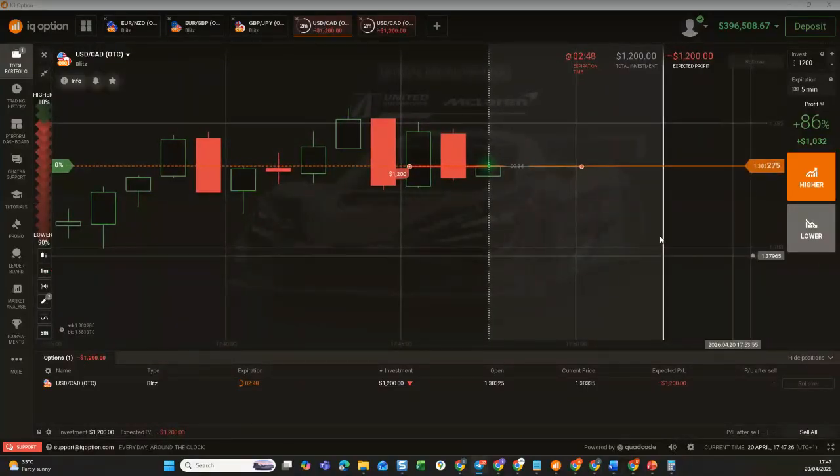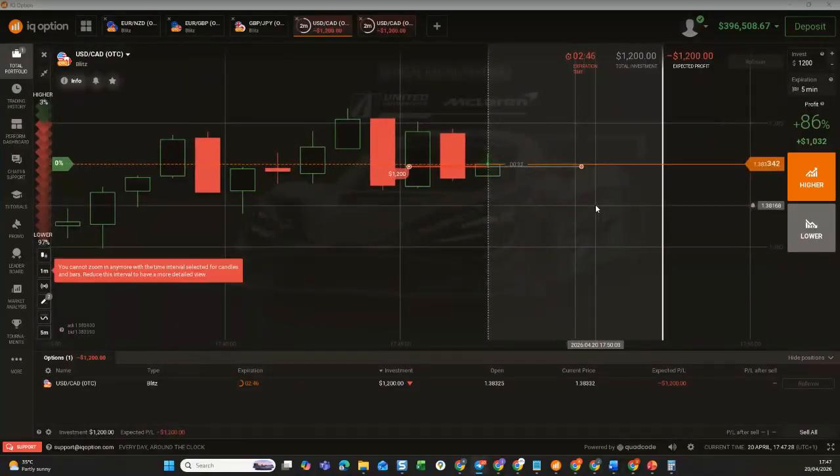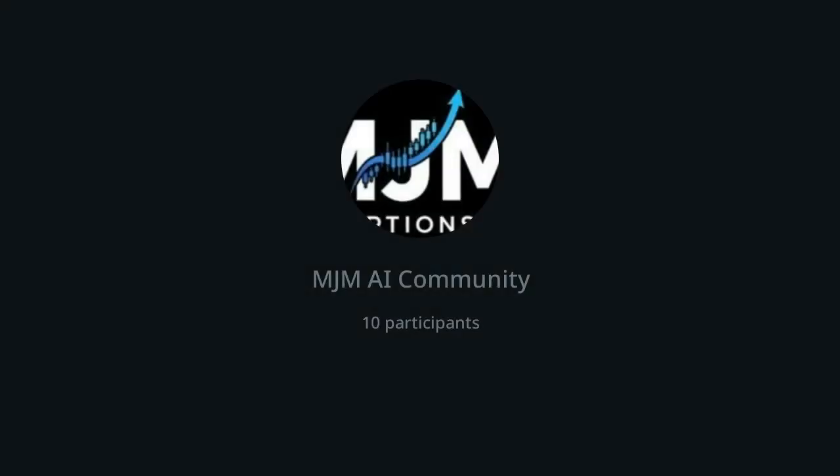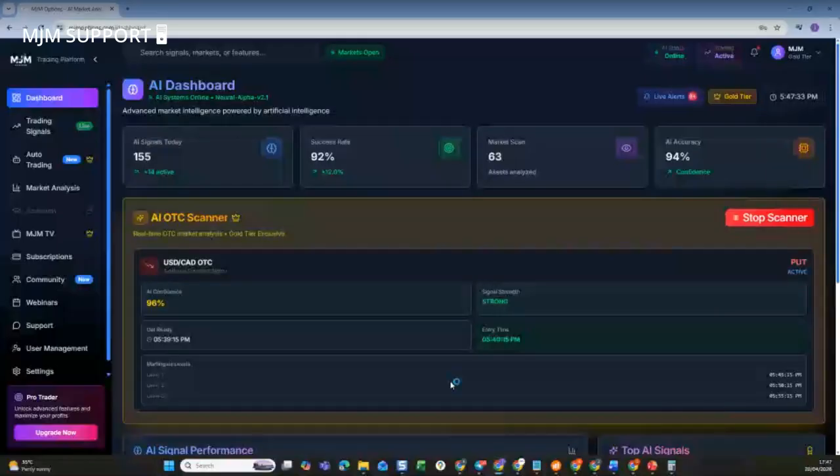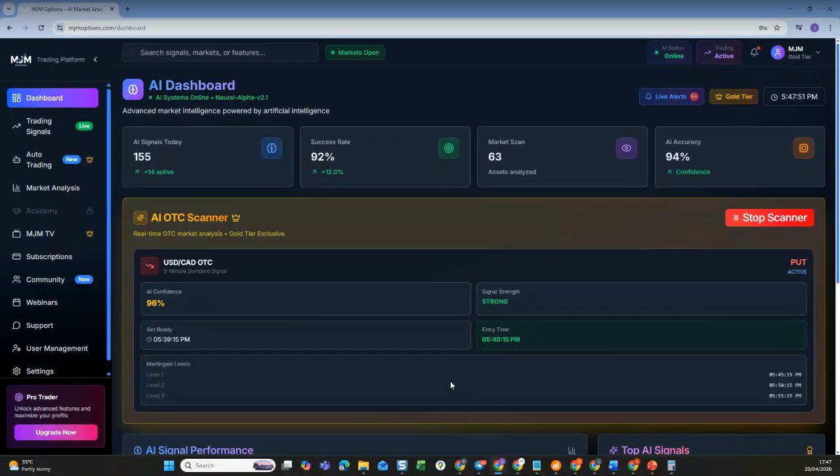Okay. For those of us who are new, I'll go over it again. The steps to get access to the AI are very, very simple, and I'm going to go through them one after the other so it can be very clear. The first thing is for you to register on mjmoptions.com. That is the website where the AI is. That's the very first step. Send me the email you registered with.